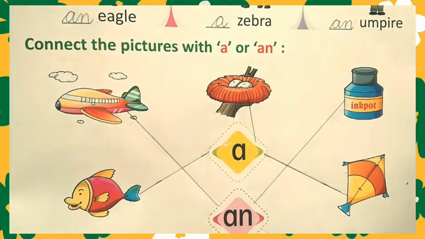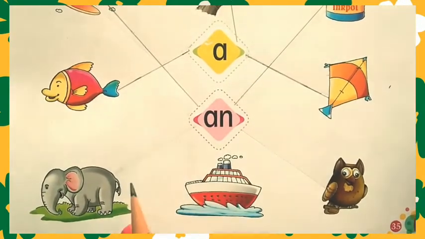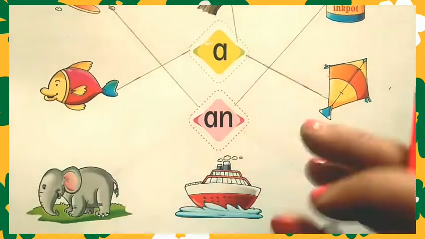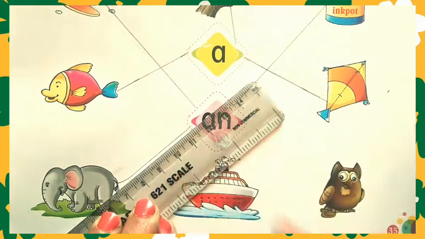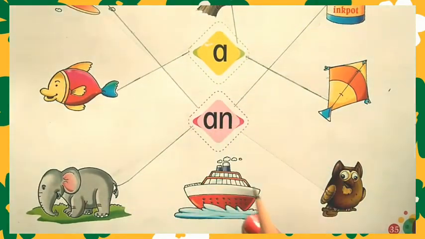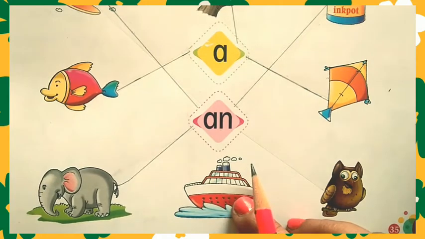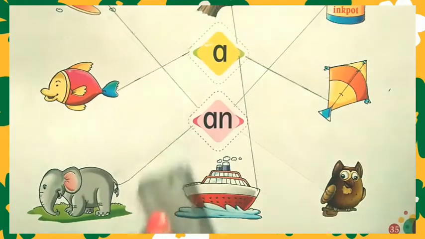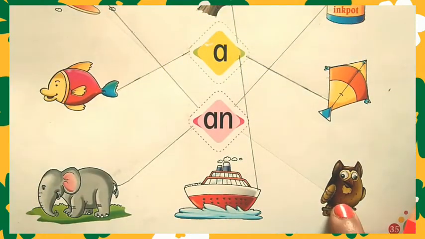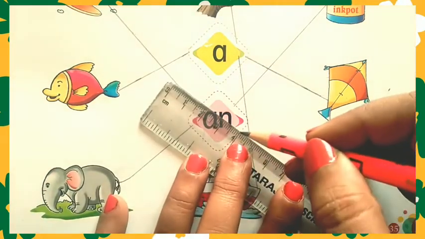Okay. Next is elephant, E for elephant. So we will match this with an elephant. Ship, S for ship. So children, S is a consonant and you will match this picture with a. Okay. Owl, the last picture is of an owl, O for owl. O is a vowel and we will match this picture with an. So match it with an.